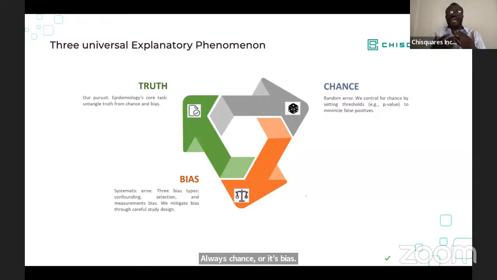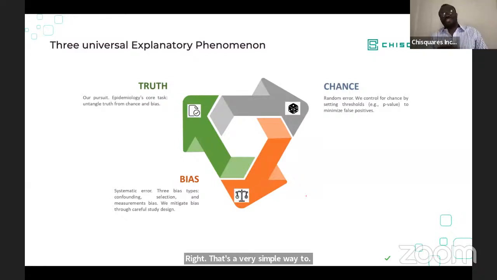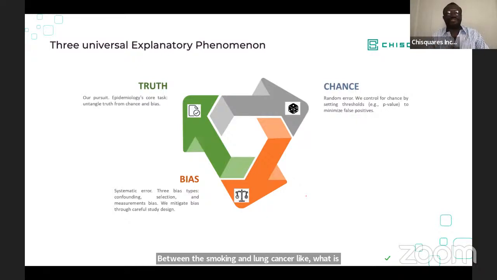Truth is what we desire. We want to find validity. Another name for truth is validity, right? And when you do research, what you are actually doing is you're trying to find the truth, right? That's a very simple way to explore it. So when you say, what is the relationship between smoking and lung cancer? Another way to say that simply is, what is really the truth between smoking and lung cancer? Like, what is the truth about it, right? So any research you do, you are trying to identify the truth.